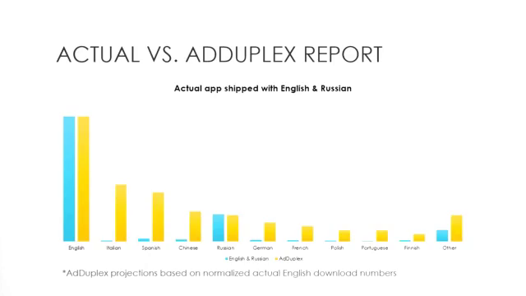I have an app that I wrote a while back, and I really don't do much with it, but I kind of just keep an eye on it. So I thought, well, those AddDuplex numbers are interesting, but how do they really apply to me? So what I did was I took my app and I said, okay, I shipped it with Russian and English because I have a Russian-speaking friend, and she said, yeah, I'll translate that for you. But I didn't do any other languages. And it's been out there a year or two, a year and a half or so.